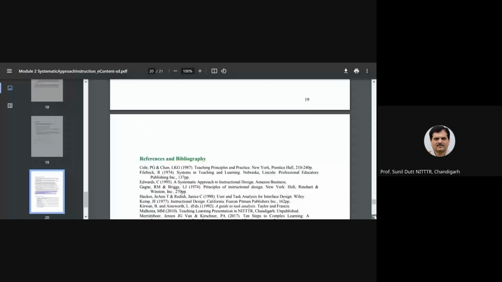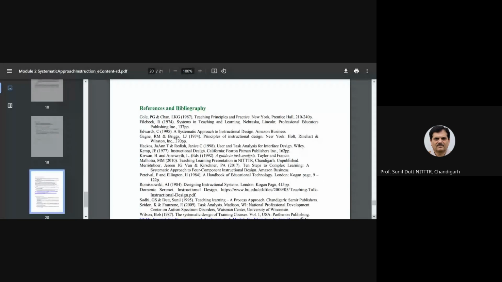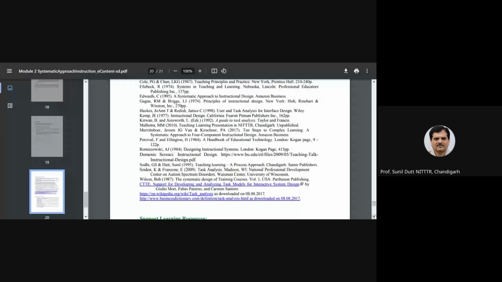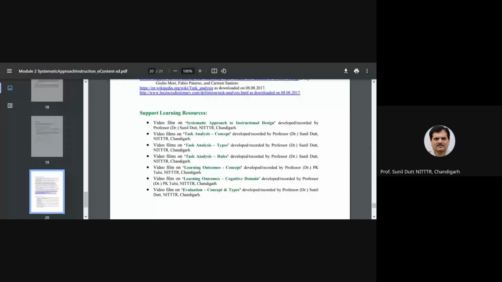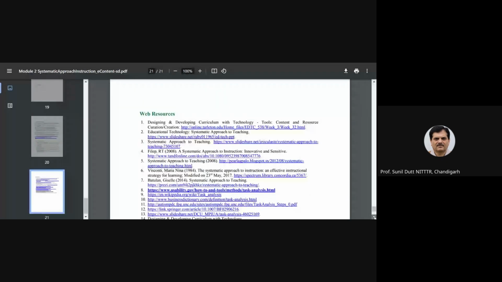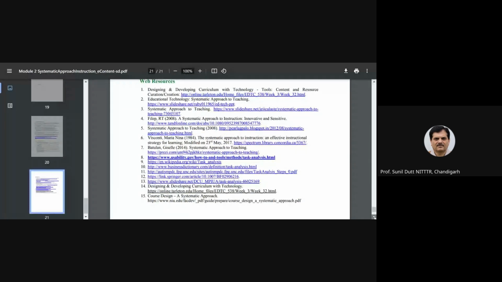Now references and bibliography. So a list of books the students can go through. For some of the books we have given the links also. Supporting video lectures. So, video film on systematic approach to instruction design. Okay, these are the videos available. You can provide these web resources. The student can go through the web resources.